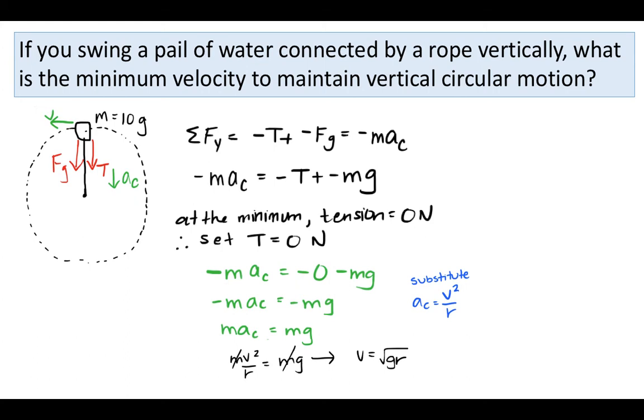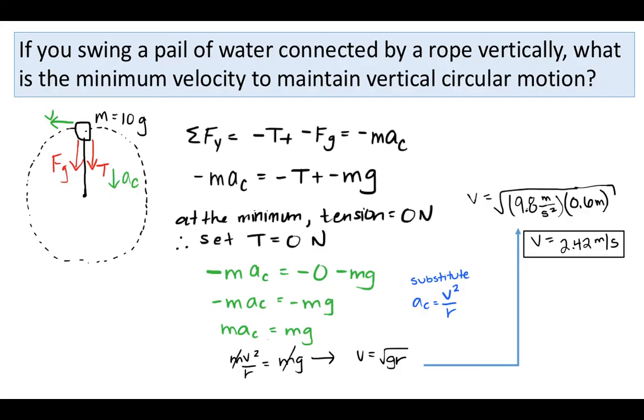Gravity times radius. Let's plug them in. 9.8 meters per second squared, and at the beginning I said the radius was 60 centimeters, so 0.6 meters. We're left with a velocity of 2.42 meters per second. So the bucket's minimum velocity to make it in a complete circle is 2.42 meters per second. If it goes any slower than that, then it's not going to make it through the circle. It's going to let some water out.